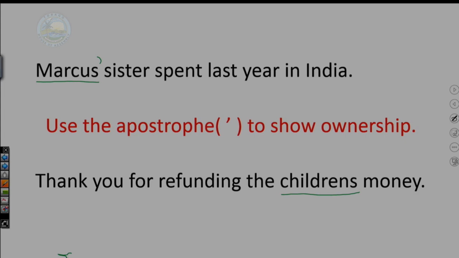What is the word? The word is children. And let me remind you that if you are thinking about singular and plural, the singular for the word children is child, and the plural is children. So therefore, our apostrophe comes between the N and the S. Let's move on as we continue our journey.